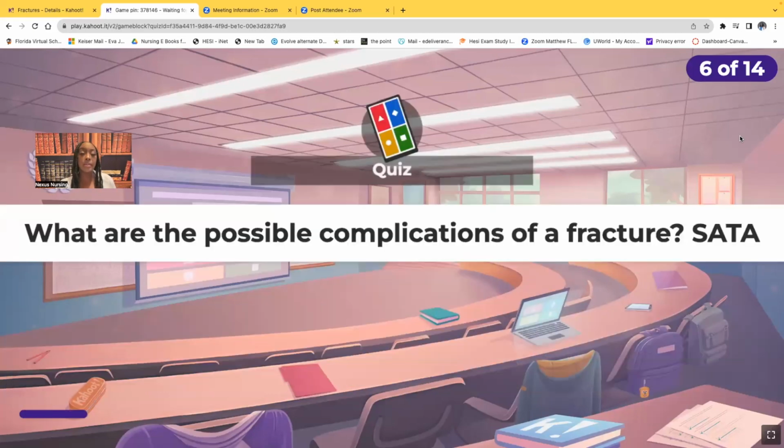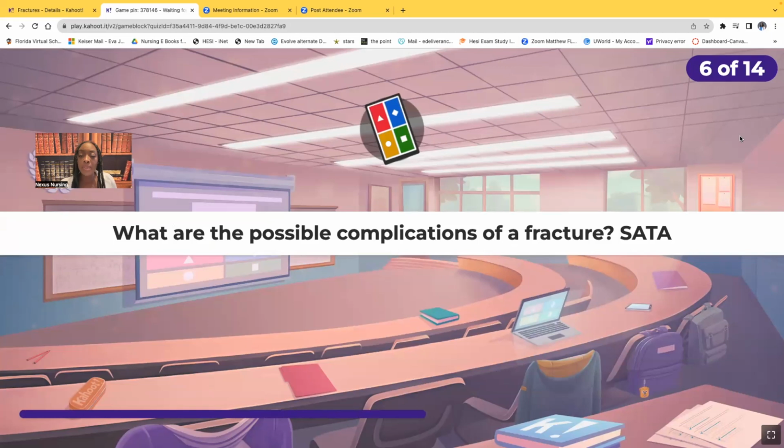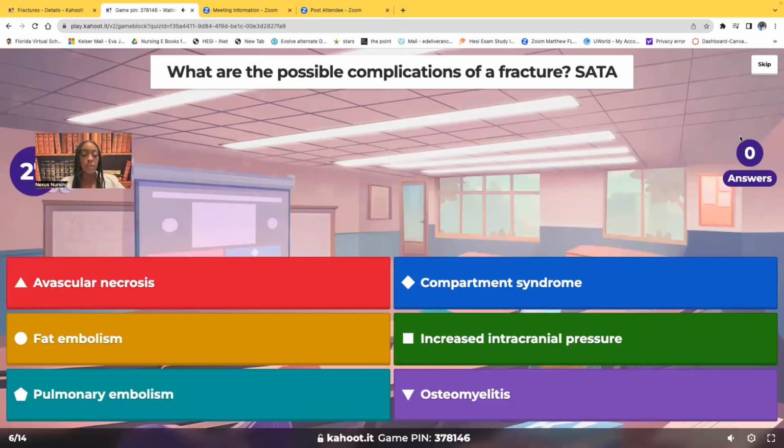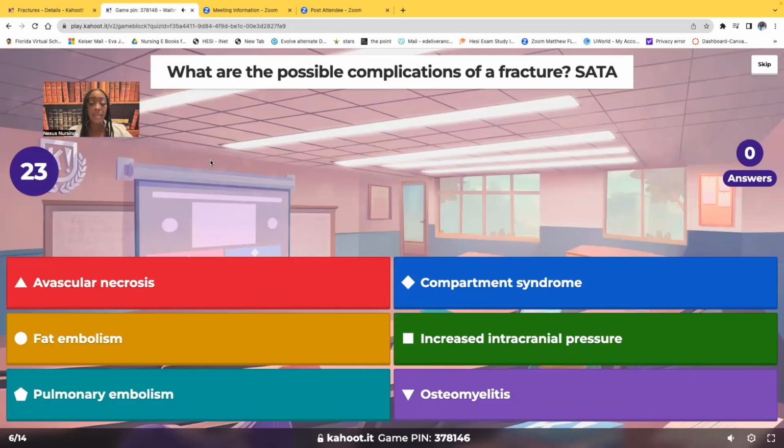Select all that apply. What are the possible complications of a fracture? Avascular necrosis, compartment syndrome, fat embolism, increased intracranial pressure, pulmonary embolism, osteomyelitis. What are the possible complications of a fracture?